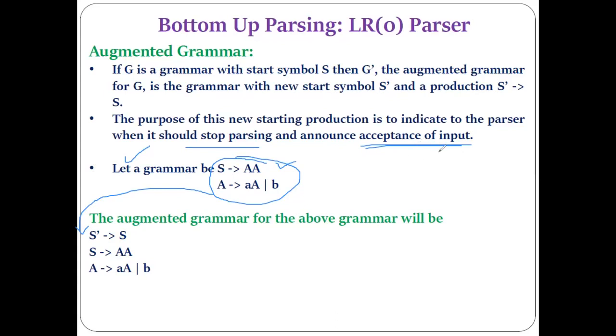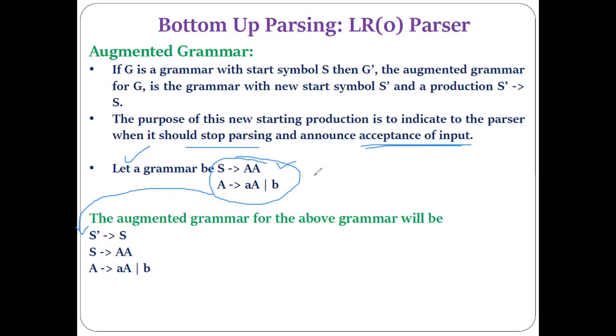Okay, that we will see in the example. Here you have to just keep in mind how to create the augmented grammar from the given original grammar. And the second thing you have to keep in mind is why it is required. Why is it required? To check whether a particular string can be accepted or not.